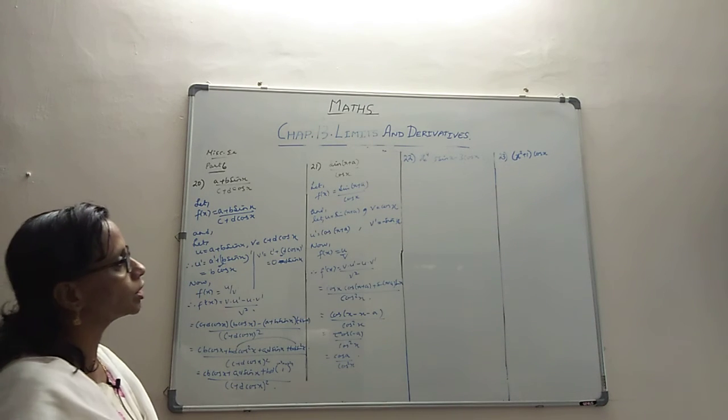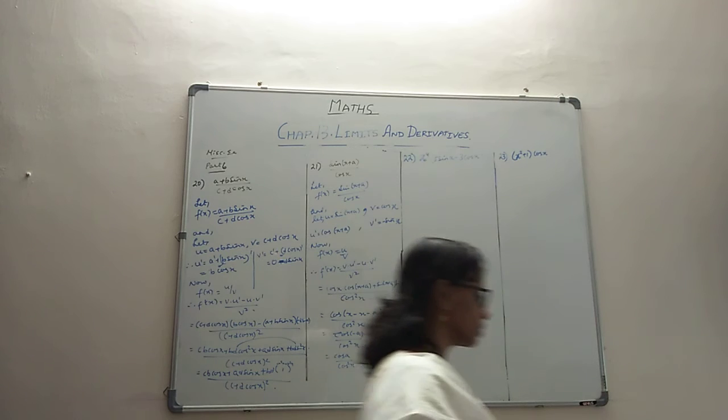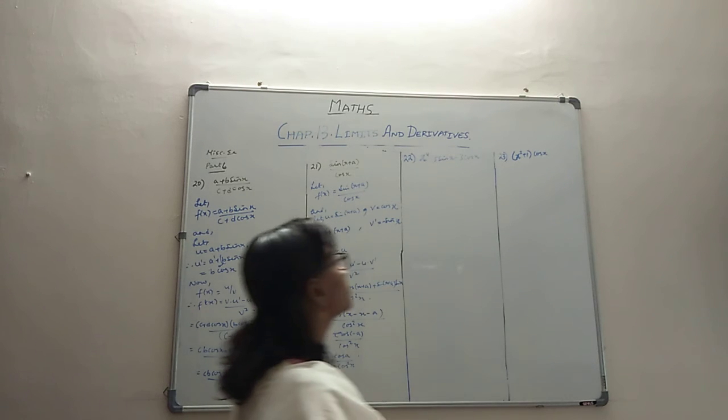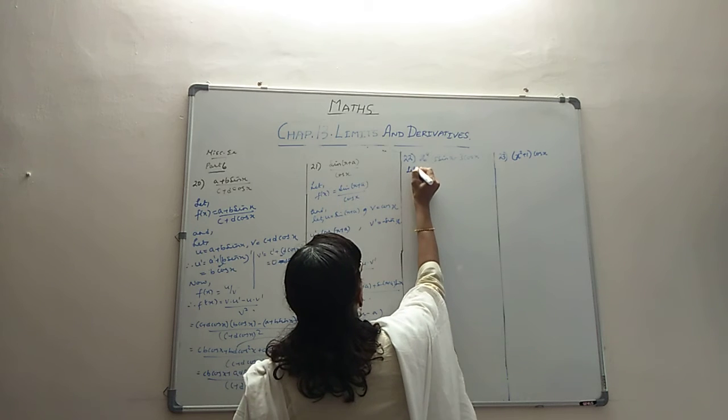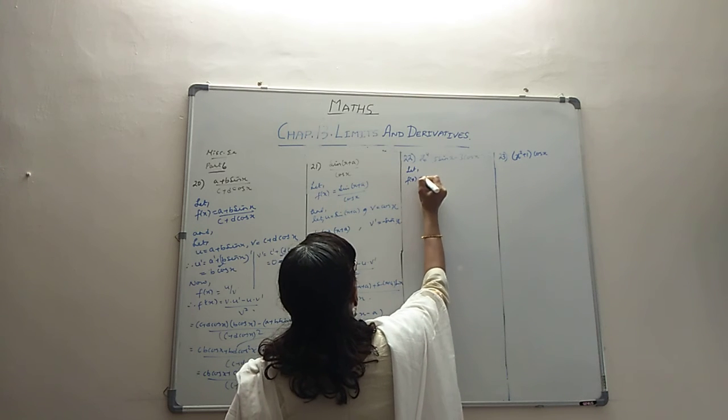It's a problem that looks like a product. So we can take the product and we can do it. x raised to 4 into 5 sin x minus 3 cos x. So let's get about doing this. Let the given function be f of x.